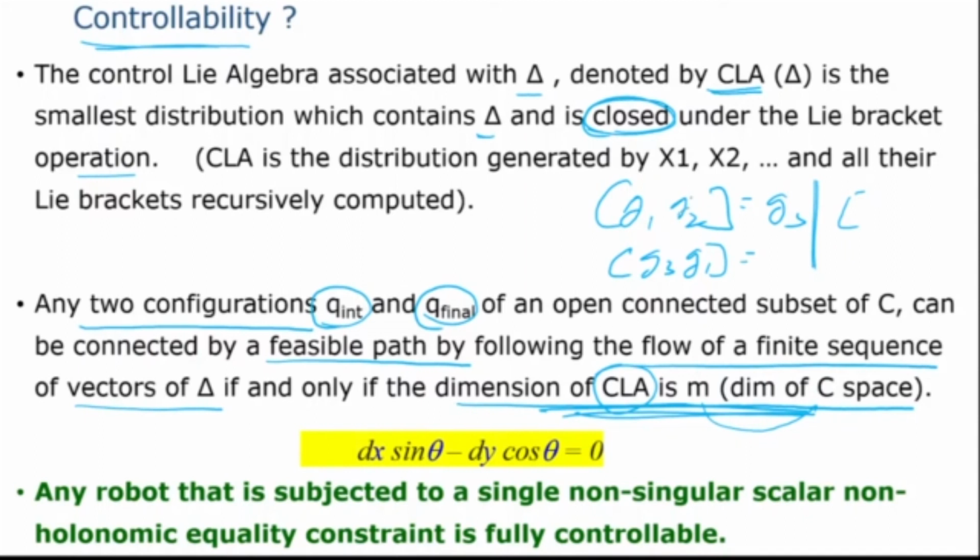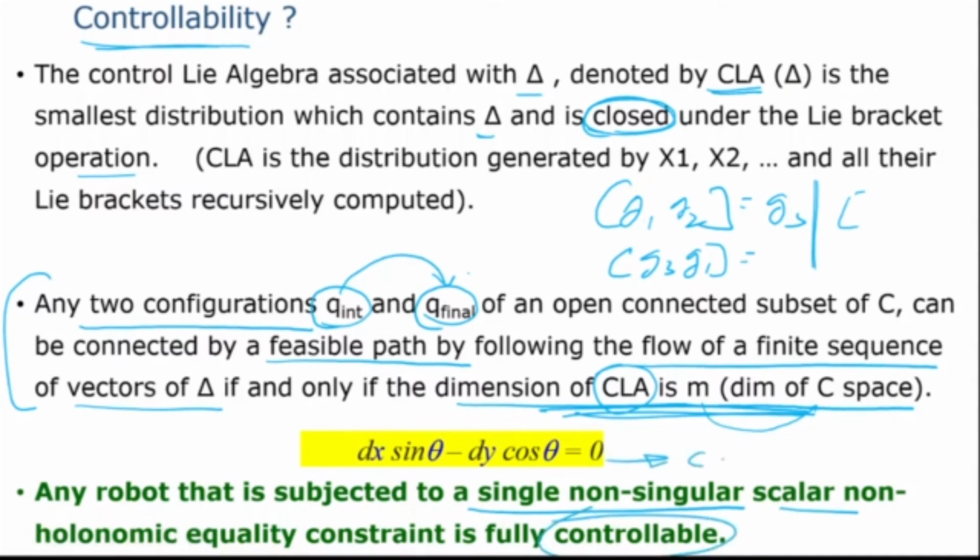If that is the case, then we can say that the system is fully controllable. And that also means that from an initial point, you can always find a path to the final point. That is the meaning of controllable, right? Now, as a corollary of this, any robot that is subjected to a single non-singular scalar non-holonomic equality constraint is fully controllable.